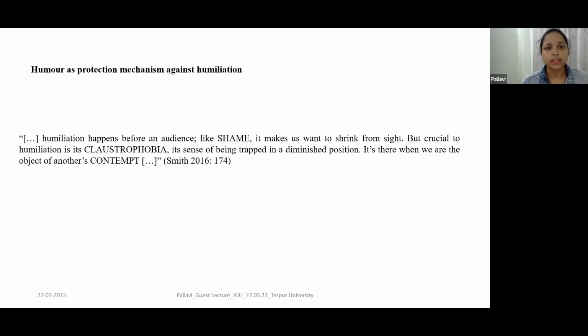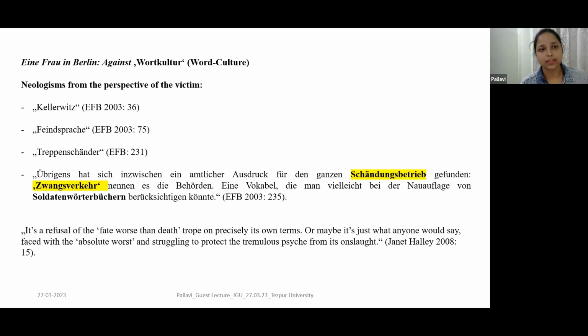So humor works here as a protection mechanism against humiliation, and humiliation creates a kind of claustrophobia, a sense of being trapped, and humor is something that is helping her to come out of it. That's how we can understand it.